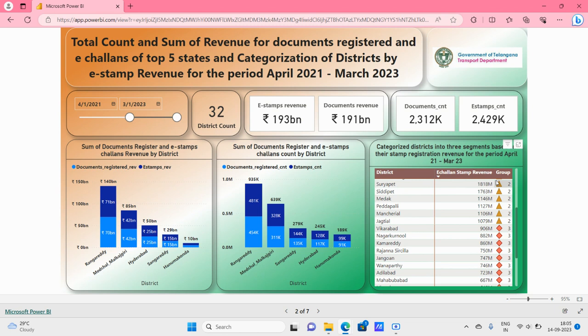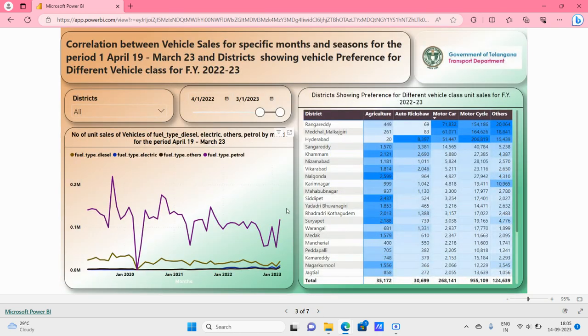Now we will go to the other slide, which shows the details of the transport department, wherein the unit sales of vehicles have been displayed. The data set received and analyzed consists of 2 categories: unit sales of vehicles with fuel type, diesel, electric, petrol, and others, and unit sales of vehicles by class of motorcycle, motor car, auto rickshaw, agriculture, and others.